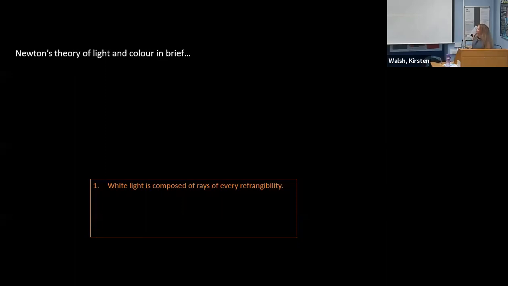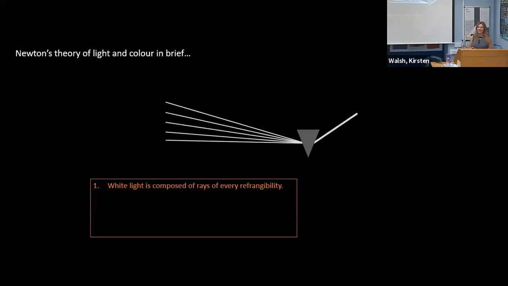So he starts with this proposition that white light is composed of rays of every refrangibility. Refrangibility is a made-up word. Newton made it up. It means the disposition of a ray of light to refract. What we have here is light coming in through a hole in a window shutter, an aperture. So we've got sunlight coming in, projected through a prism and onto a screen.